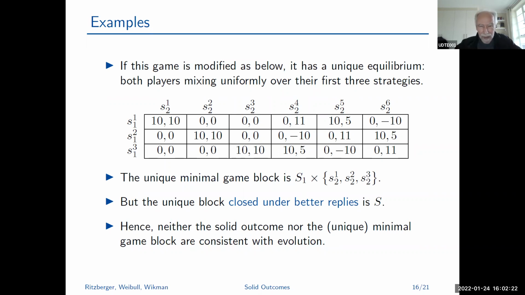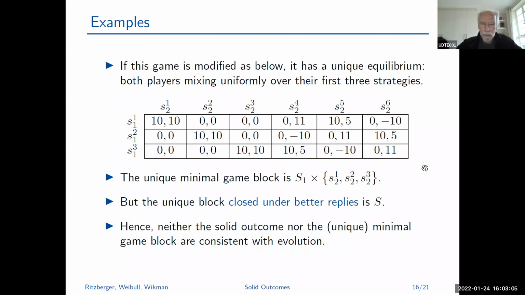And here's actually the game where all the other equilibria are pulled away, and the completely mixed equilibrium is the unique equilibrium. So this game here, where Bernhard's student added 3 strategies, these 3 strategies pull away all the other equilibria and leave only the completely mixed one. So there we have to accept the completely mixed equilibrium as the solid outcome. Indeed, the unique minimal game block here is the coordination block of the first 3 strategies.